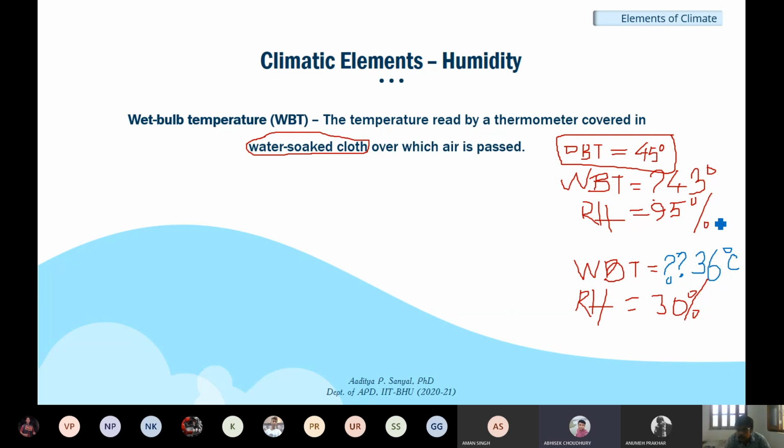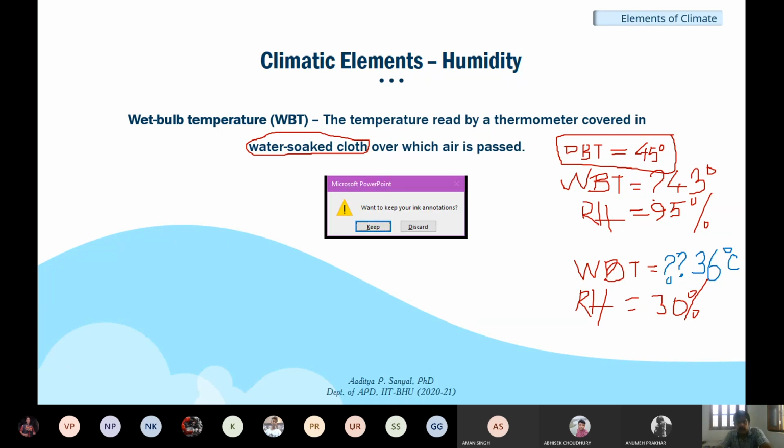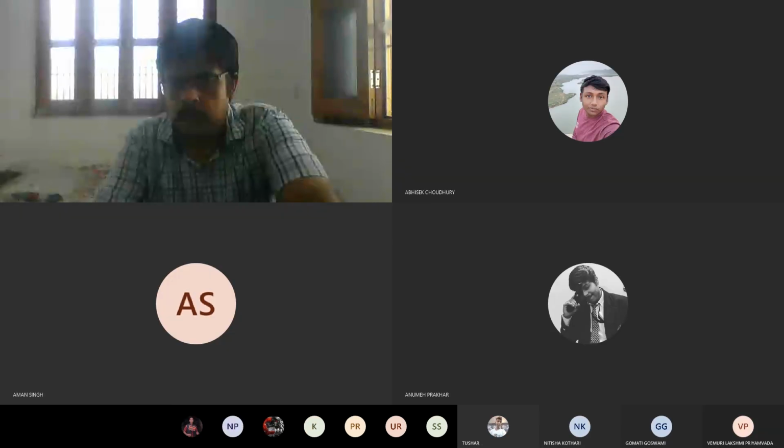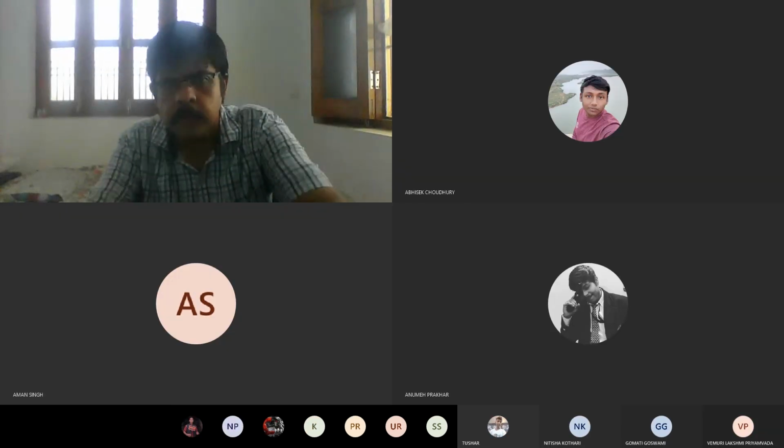Yes, sir. To a certain extent, not everything, but are you able to understand something, this DBT and WBT? Yes, sir. Okay. Sahil, did you understand? Yes, sir. We'll continue with this in the next class. Tomorrow is the submission date for your assignment. Anything you wish to ask? With the assignment, everything is fine.